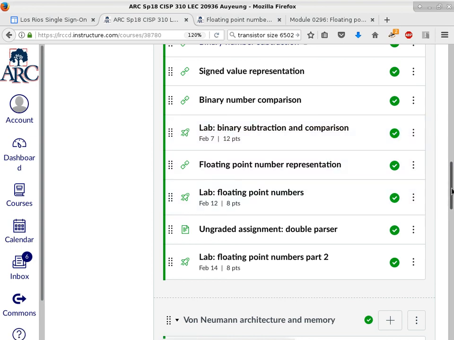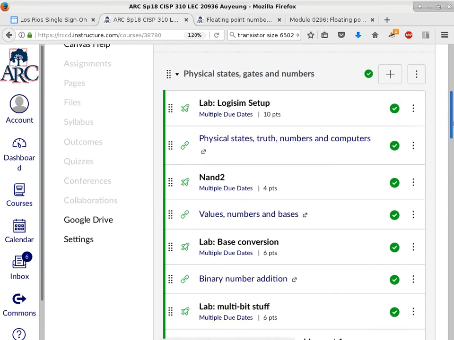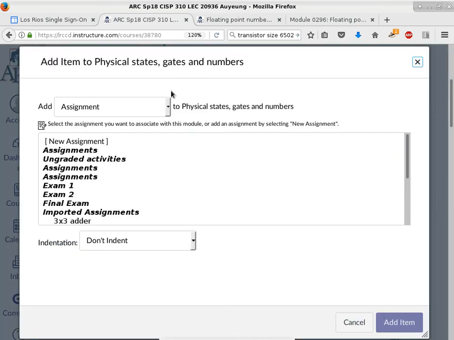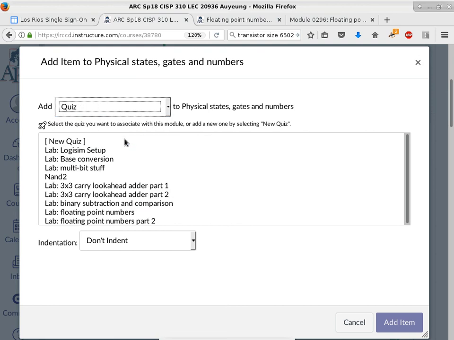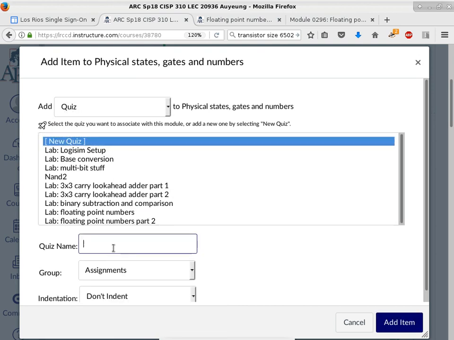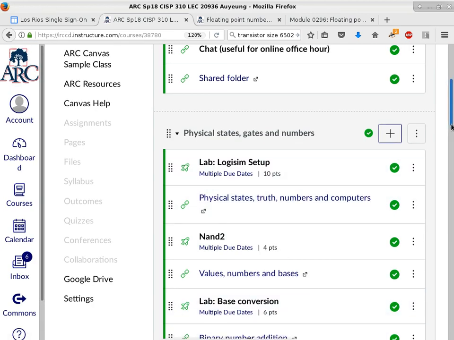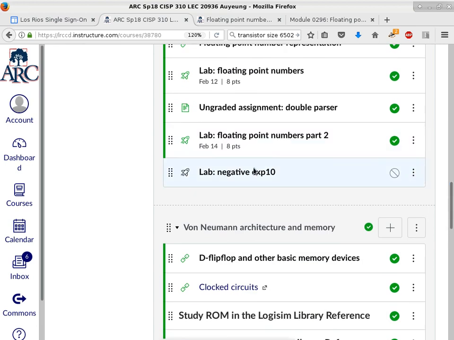In fact, let me import the quiz from the other class first so that you have the activity tonight. So this is how I make new lab activities. So we just say this is a new quiz, this is a lab for negative EXP10. And then once we add it, we can just go back and edit when it's going to be due, and so on and so forth.